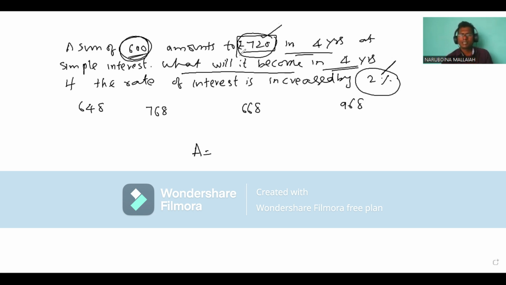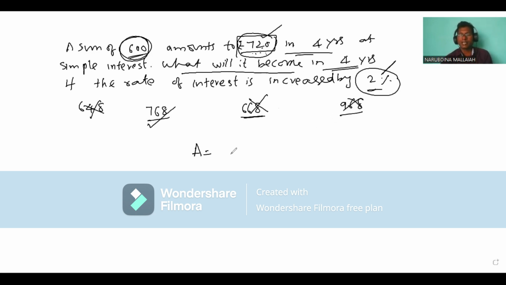See here, this 648 is less than 720, so this is a wrong answer because the answer must be more than 720. Now we are left with this number and this number. There is only a 2% increase, and 2% means a small amount. So the value must be a little more than 720. So this will be our correct answer.